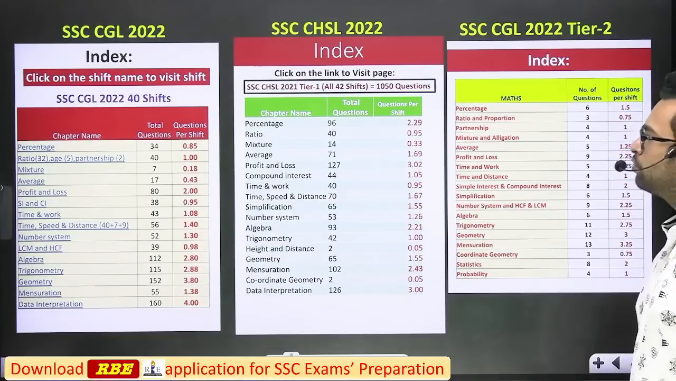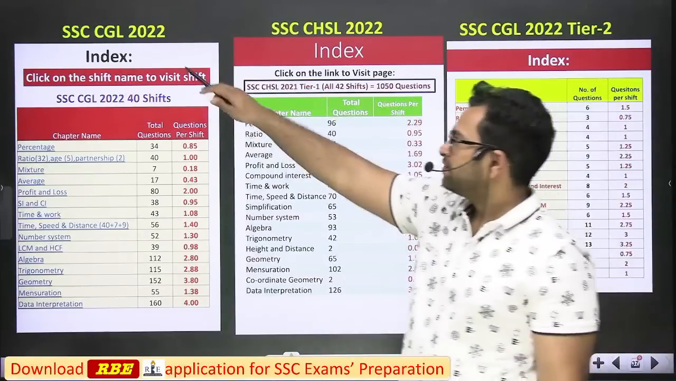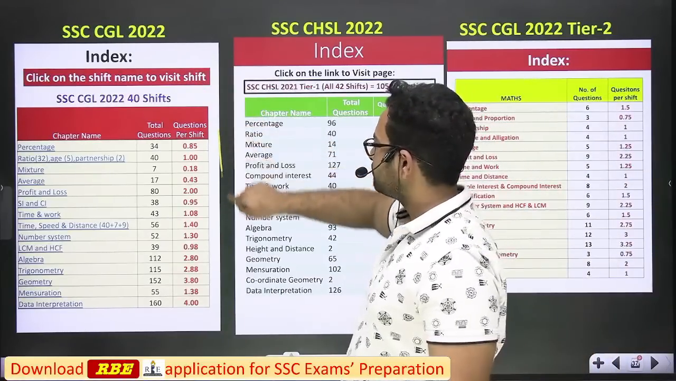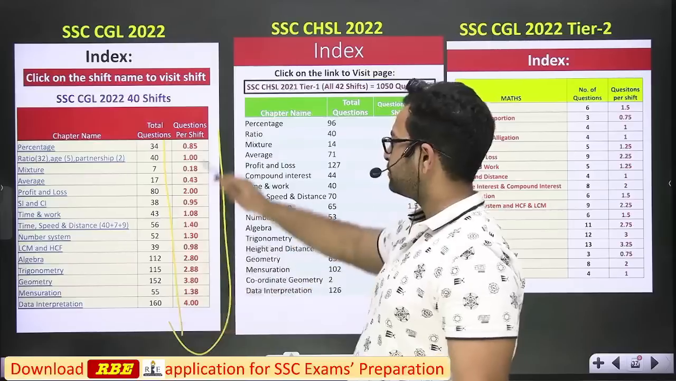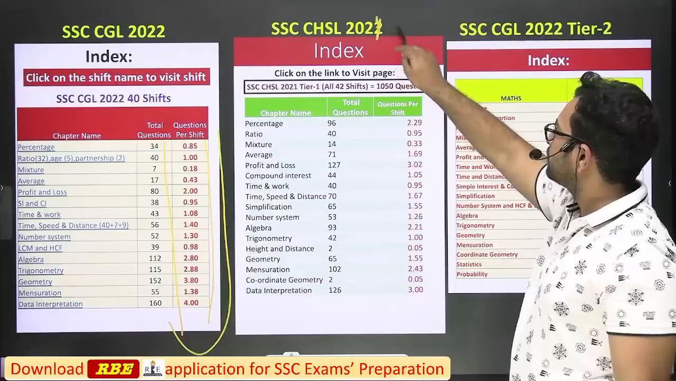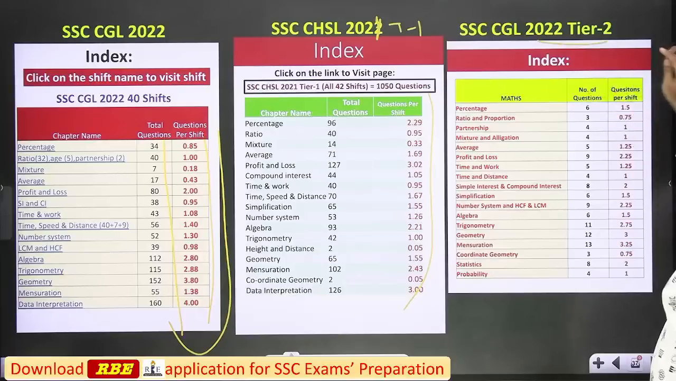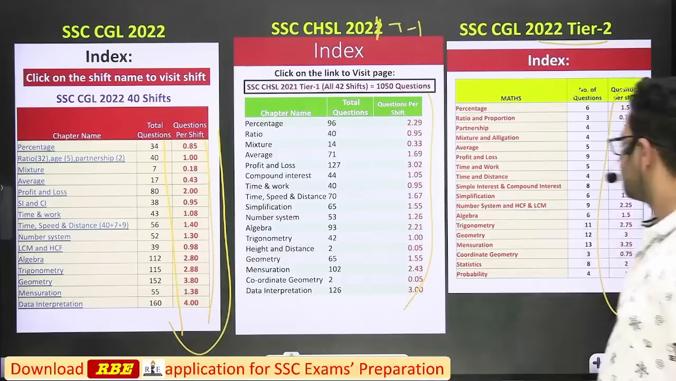Let's move to our next subject, that is mathematics. You can check out SSC CGL 2022 Tier 1 chapter wise weightage and total questions per shift. For CHSL 2021 Tier 1, you can check out questions per shift, and SSC CGL 2022 Tier 2 questions per shift, you can check it out here, right?